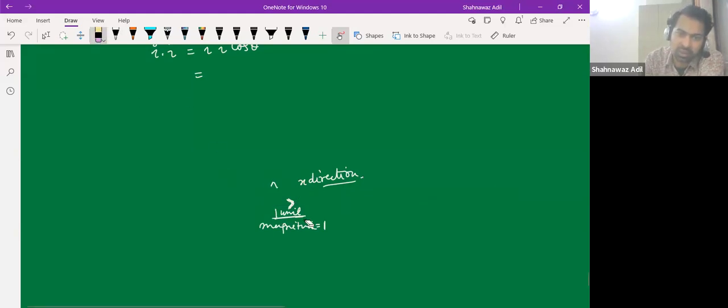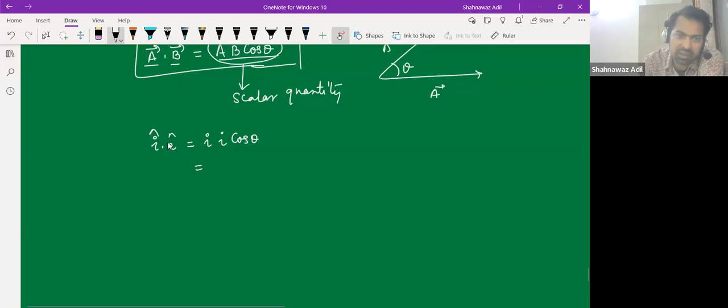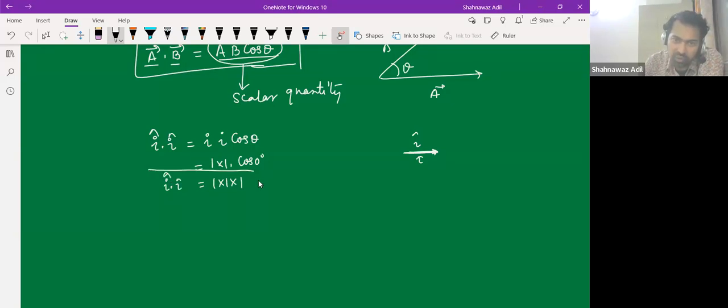Let us get back to this. What would be the angle between I hat and I hat? This is I hat, and this is again I hat. The angle is 0, so this is cos of 0. So this is 1 into 1 into 1. So I dot I would be 1. Similarly, j dot j and k dot k, all these values would be 1.